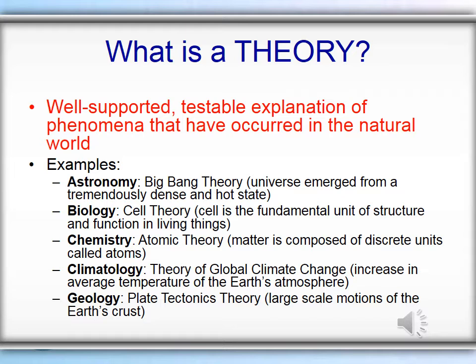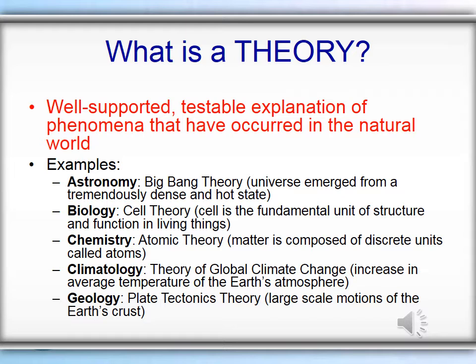So let's look at what a theory is. Once again, a theory is a well-supported, testable explanation of phenomena that have occurred in the natural world. A couple of further examples: the Big Bang theory, that the universe emerged from a tremendously dense and hot state and then spread out. That is the Big Bang theory, and that is basically what we rely on in astronomy.